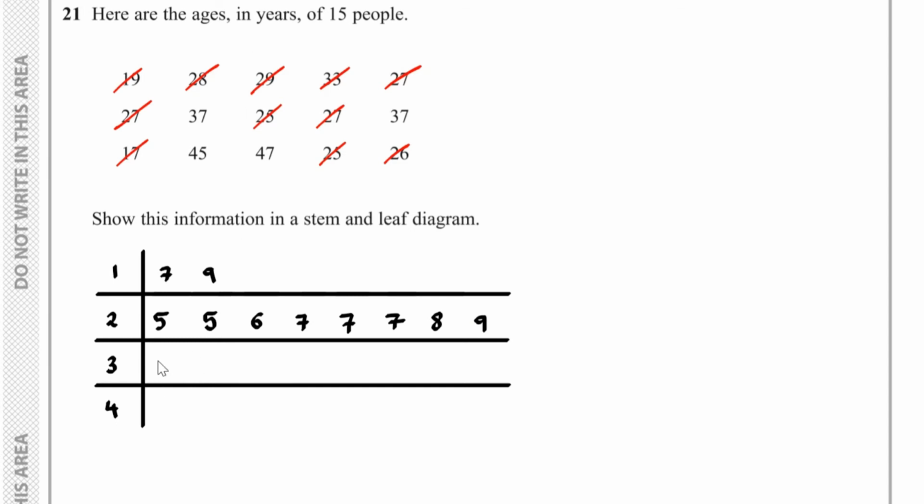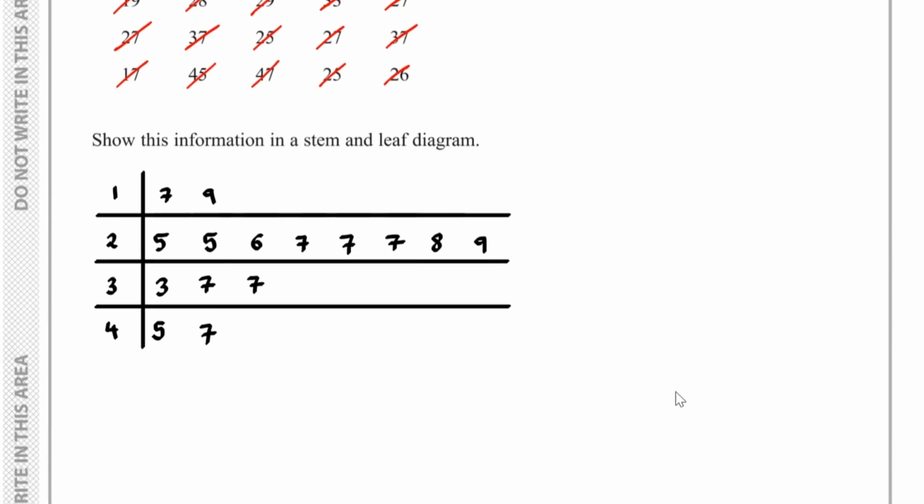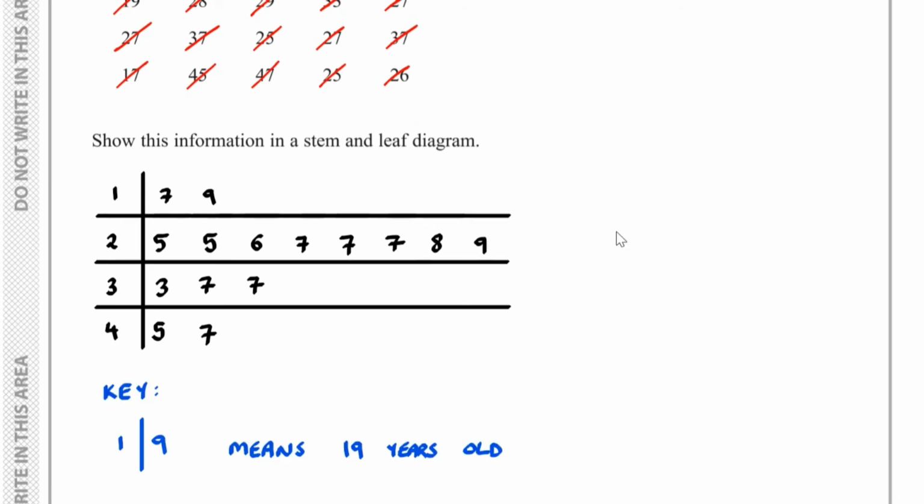So the 3 would go here. Then we've got the 37. So the 7 goes here, then we've got this 37, so the 7 goes here. And then we've got 45, and then we've got the 47. Here is the completed stem and leaf diagram, and now we have to put a key in. So for the key, we've got 1 and then a 9, which represents 19 years old.